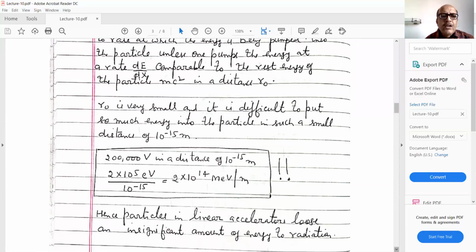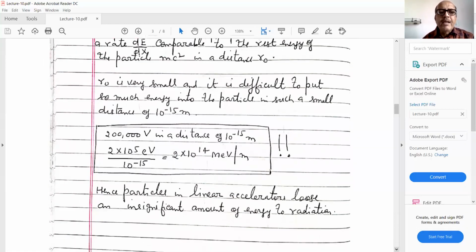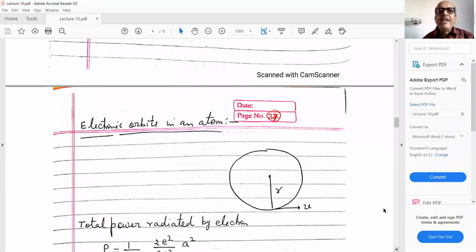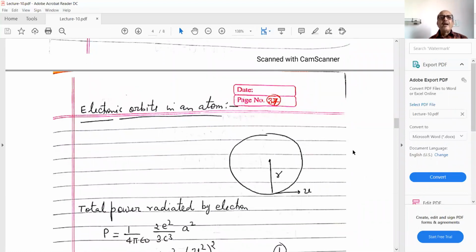So that is the reason why the particles in linear accelerators lose an insignificant amount of energy to the radiation, because this term is much smaller. So please make these calculations to understand these things in a better way. Now, a very common question that is asked, that how the electron orbits are not stable. So I'm going to consider basically the hydrogen atom case again, that we have a nucleus and the surrounding electrons, the electrons are moving in an orbit of radius equal to r with a velocity v.